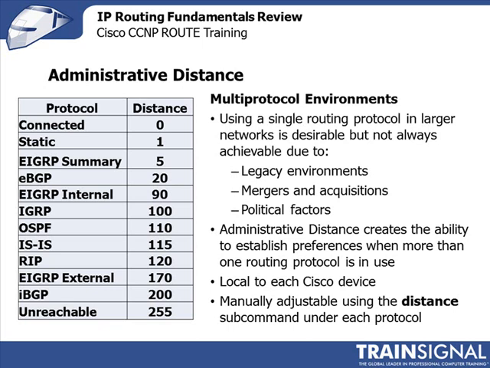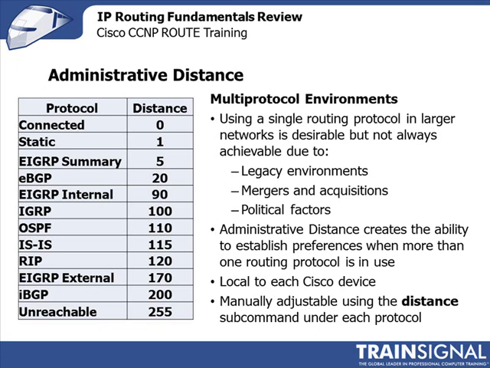The final subject in our review of IP routing is administrative distance, which is actually a critically important point to be able to understand and to be able to work with. Frequently, using a single routing protocol in larger networks, and larger networks are the focus of the CCNP, is desirable. Very few people want to run multiple routing protocols, but sometimes it's not always achievable, and there are a variety of factors, a couple of which are listed here.